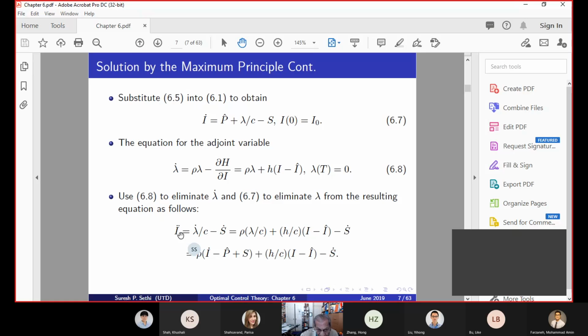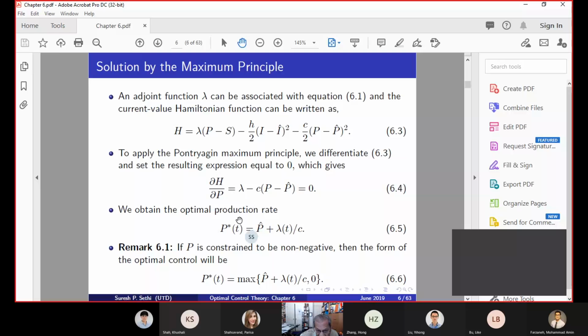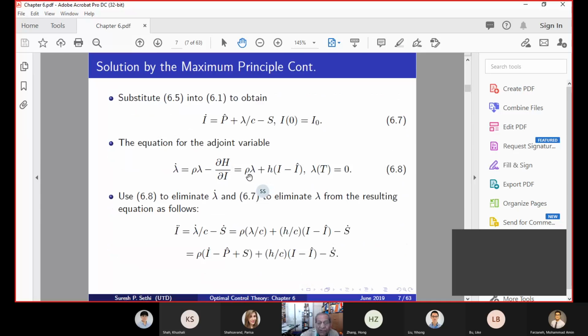Okay, so one way to solve is to eliminate lambda from our state equation. One way to do it is to take the derivative of this. So I take another derivative, I double dot. That will give me a lambda dot. I can substitute for this lambda dot in terms of lambda. And then I can substitute the lambda from here in terms of P. So I have only I and P. Okay, that's the goal here.